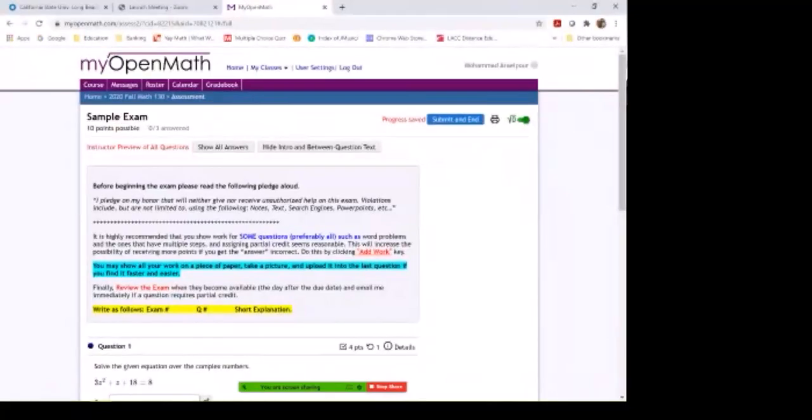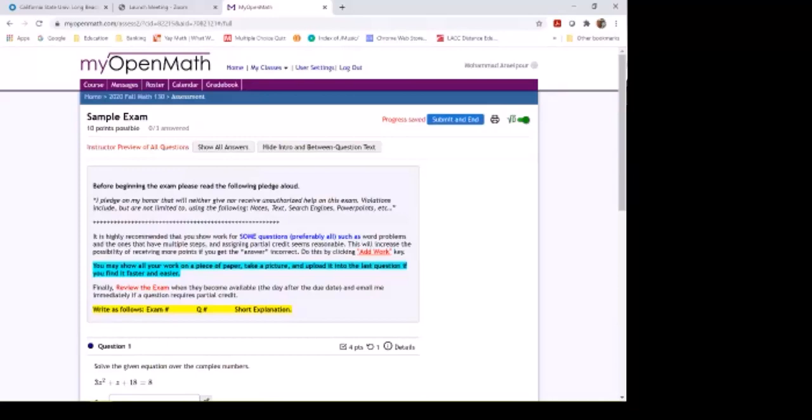Number two, I recommend that you show work for everything that you do, especially the ones that require partial credit and they involve a lot of steps, such as word problems. I would write them on a piece of paper or however I'm comfortable with, and then I will take it and change it into a PDF file. I would take a picture and I would upload it to MyOpenMath.